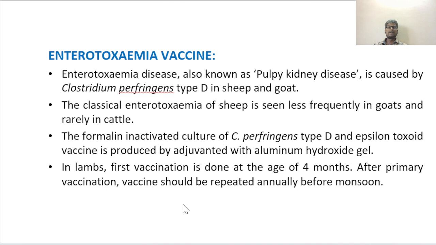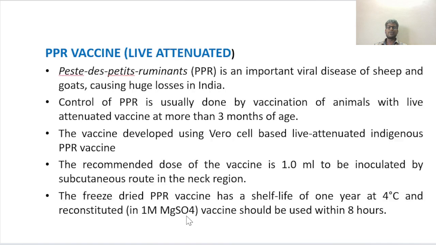Enterotoxemia vaccine. Enterotoxemia, also called pulpy kidney disease, is caused by Clostridium perfringens type D in sheep as well as goat. The classical enterotoxemia of sheep is seen less frequently in goat, rarely in cattle. The formalin inactivated culture of Clostridium perfringens type D and epsilon toxoid vaccine is produced adjuvanted with aluminum hydroxide gel. In lambs, first vaccination is done at the age of 4 months. After primary vaccination, the vaccine should be repeated annually, positively before monsoon.